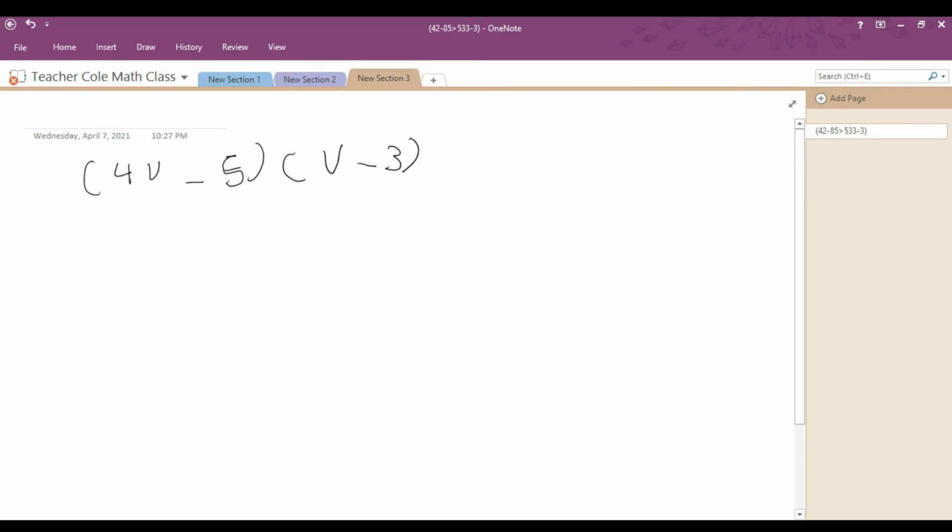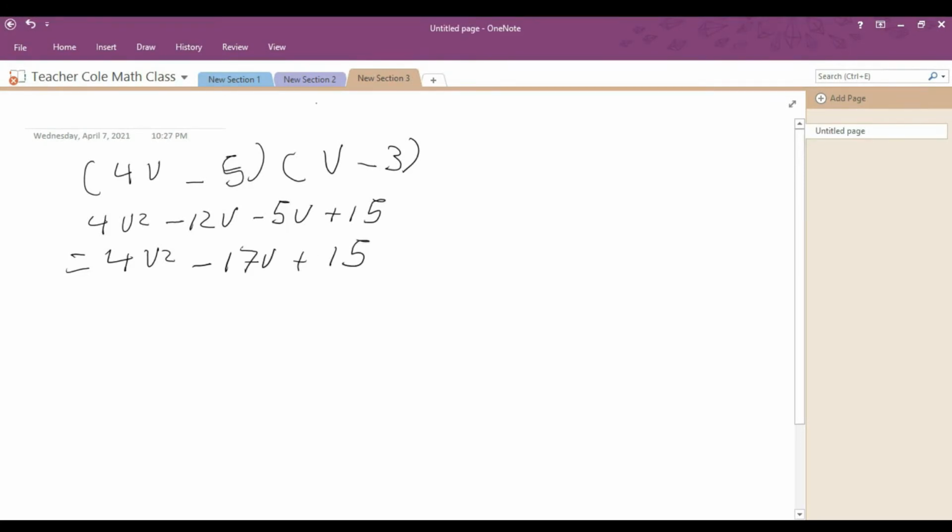So we're going to say the 4v is going to be multiplied by the v to give us 4v squared. And 4v times minus 3 will give us minus 12v. Alright, in using the minus 5 now, we have minus 5v, and a minus 5 multiplied by a minus 3 gives us a positive 15. Alright, so in combining the minus 12v and the minus 5v, the answer is equal to 4v squared minus 17v plus 15.